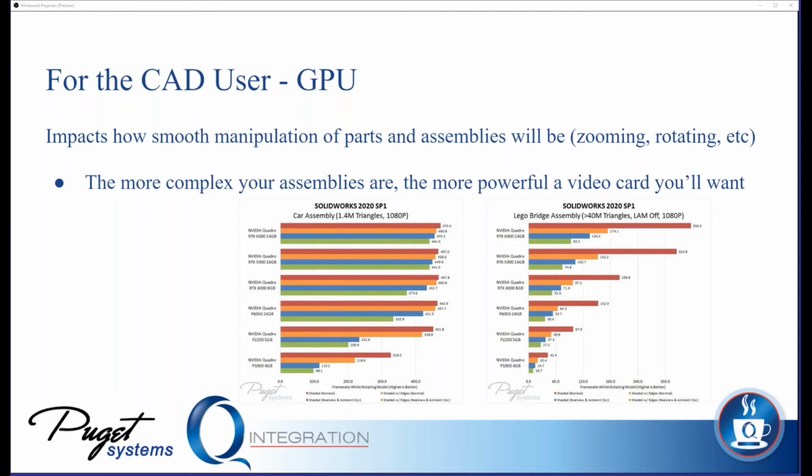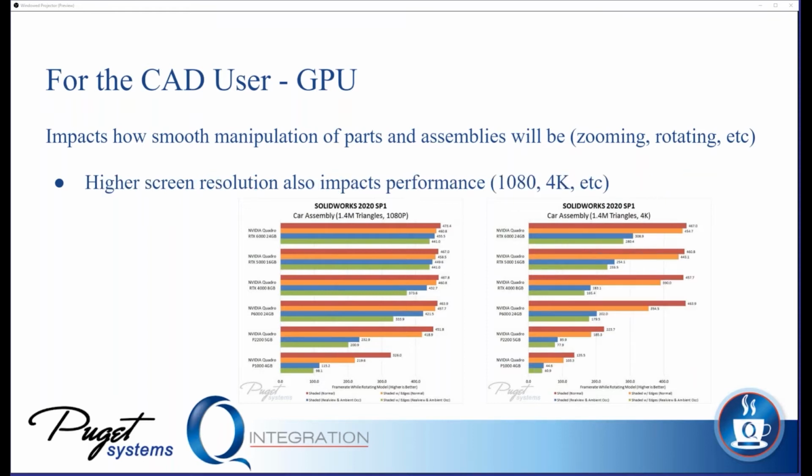And as you can see on the larger assembly, frame rates drop off much more steeply at the bottom end of the video cards that are out there. So the bigger your stuff is that you're working with, the more powerful a video card you're going to want. And in addition to that, screen resolution also impacts things.